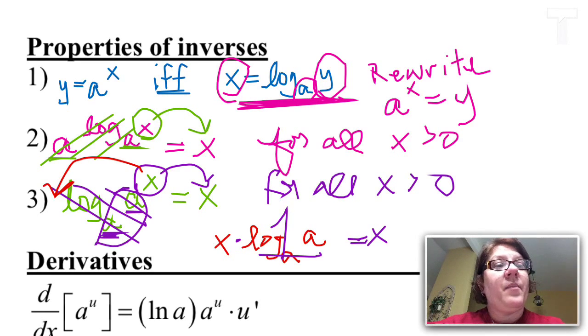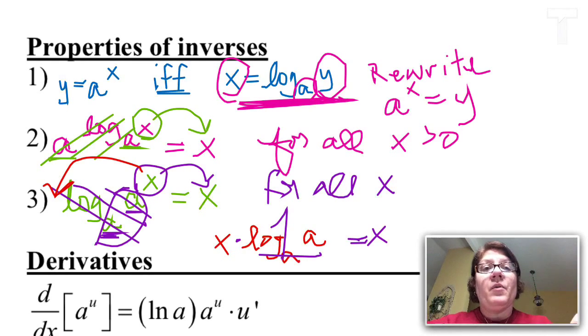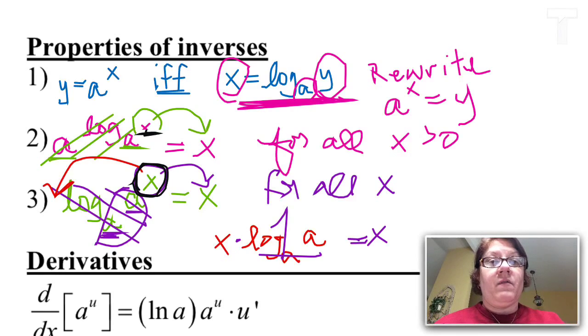Whoopsies. This is what happens when I'm talking and writing at the same time. So rule 2, all the x's have to be positive because I can't take log of a negative number. And remember, that's what I was doing over here to start with. And on the bottom one, that works for everything because exponents certainly can be positive or negative.